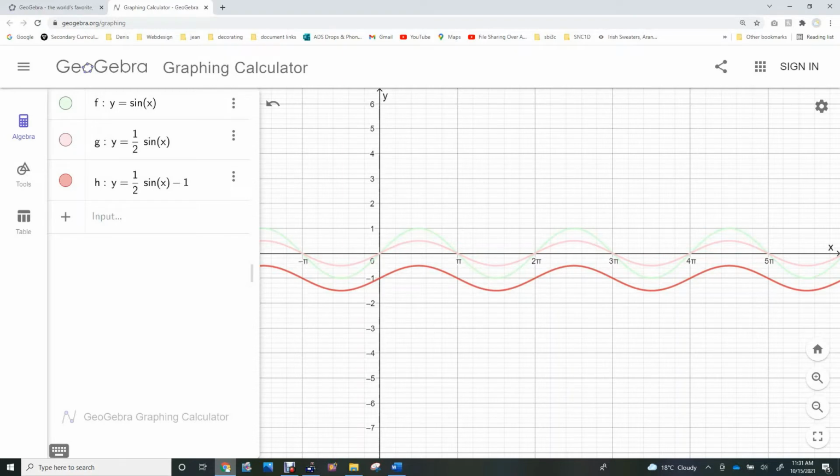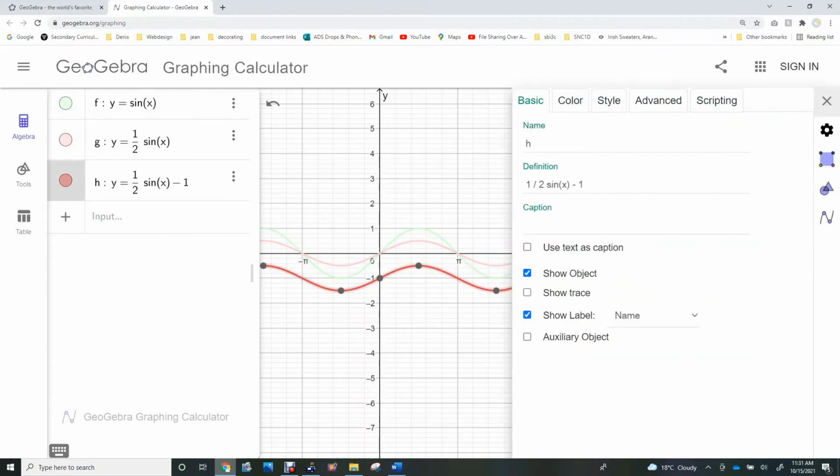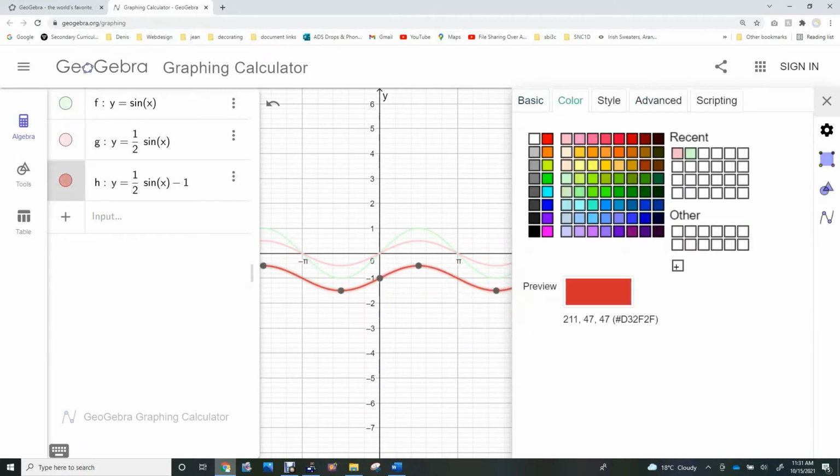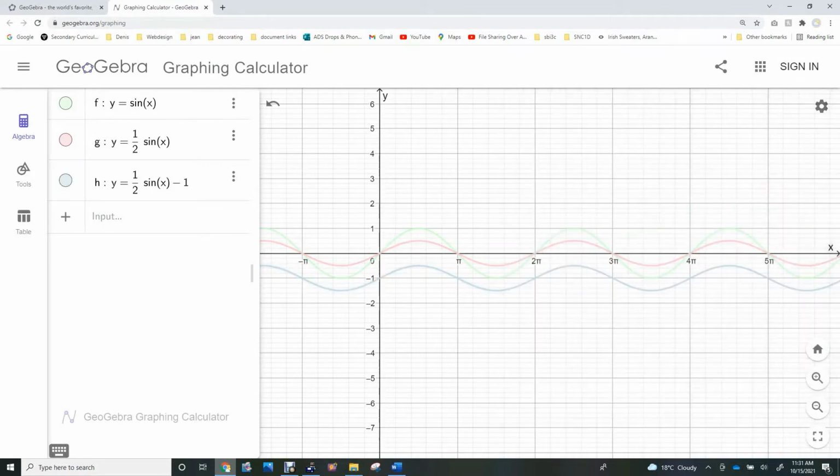The graph still follows the same pattern as the light pink, but it's shifted down. So that's the function of the -1. Okay, let's just change this to a paler color. Oops, sorry. Let's make this a blue. Okay? So again, now this shows us our different colors.